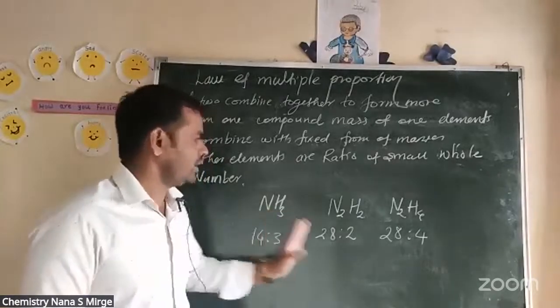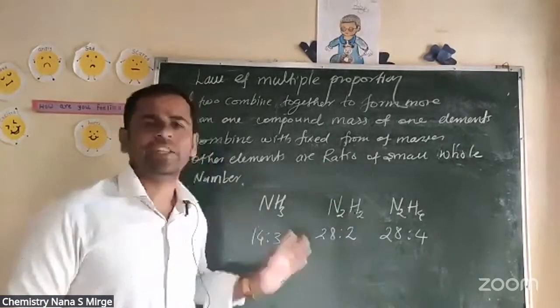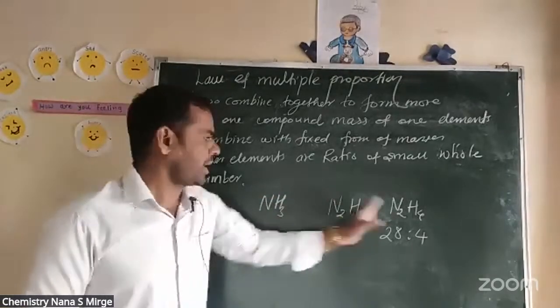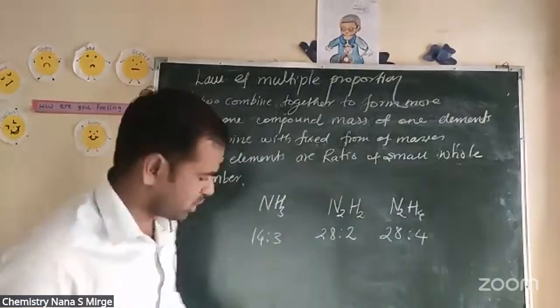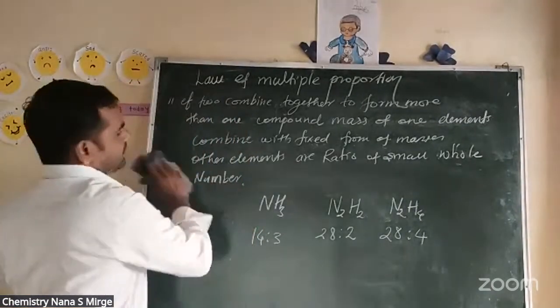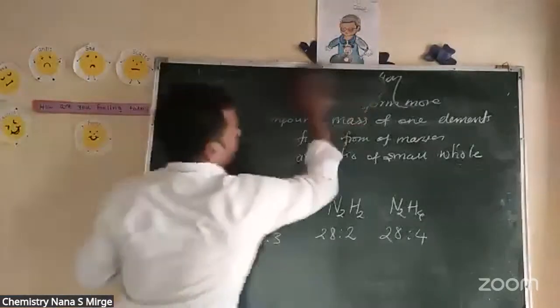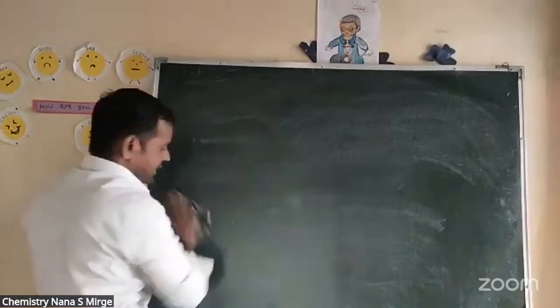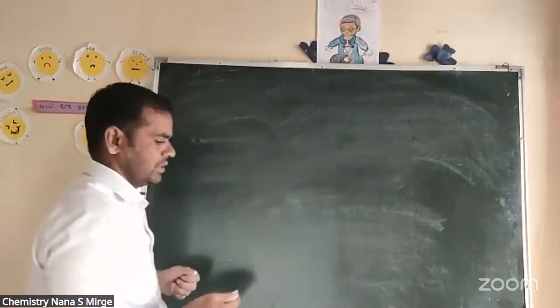So one same element can be combined with different proportions. So that is the law of multiple proportion. Okay, so you understood yesterday. I will justify it and give more detail about the law of multiple proportion.